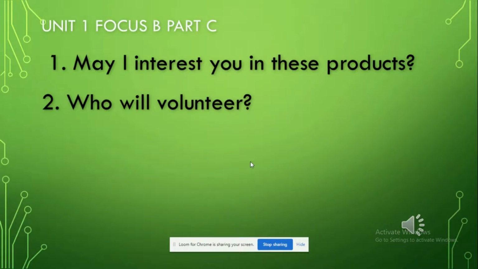Now, if the question begins with an auxiliary word, such as do, did, is, are, was, or were, or a modal word like may, can, could, would, and more, there will be an upward intonation in the last syllable of the last word. Just like in the example, may I interest you in these products? So the intonation goes up. If the question begins with a WH word, such as which, where, what, why, when, or how, the intonation will go down on the last syllable of the last word, like who will volunteer.